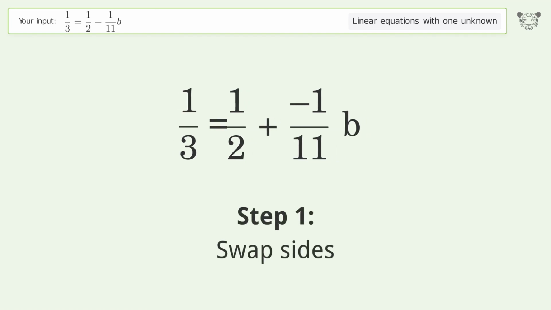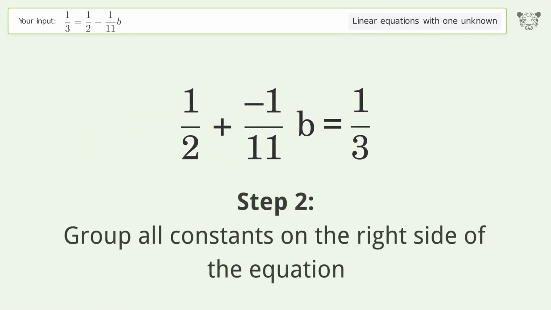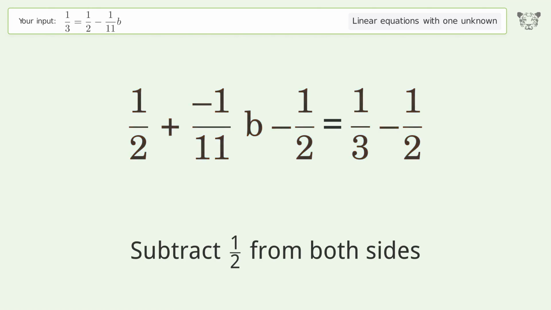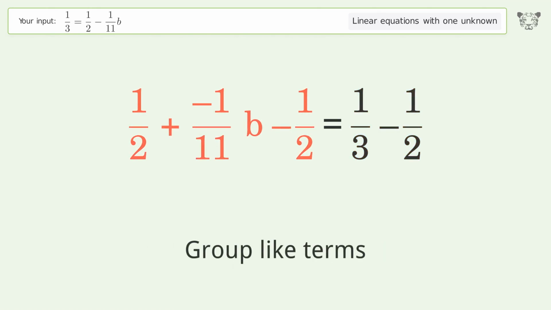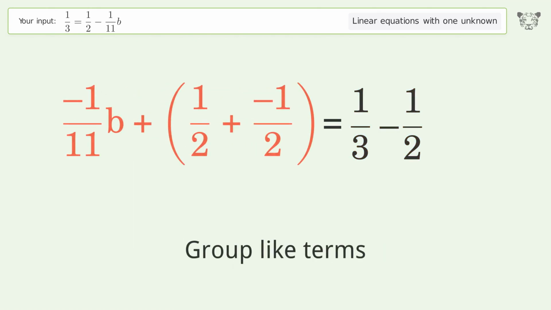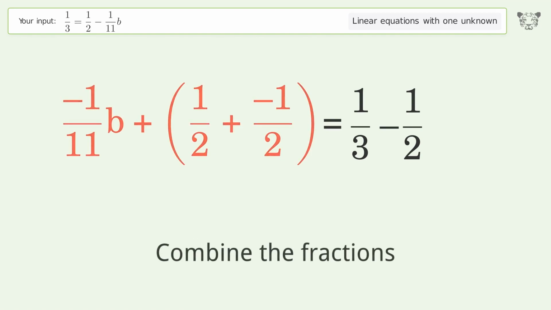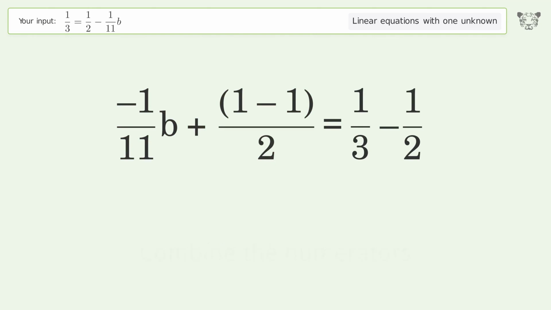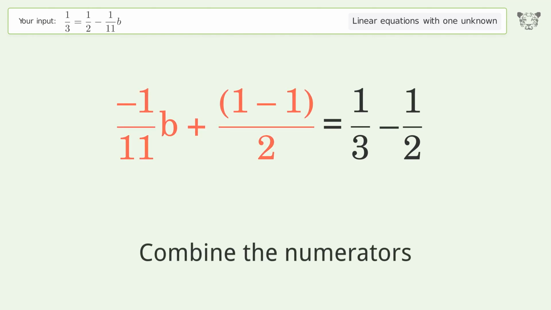Swap sides. Group all constants on the right side of the equation. Subtract 1 over 2 from both sides. Group like terms. Combine the fractions. Combine the numerators.